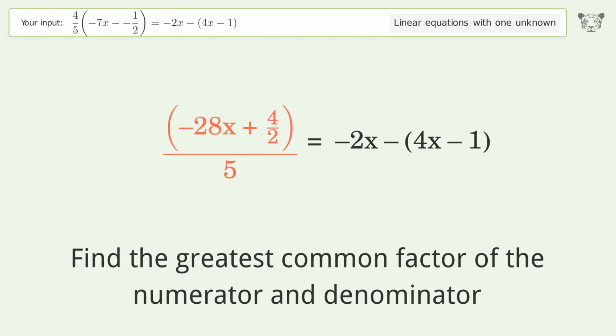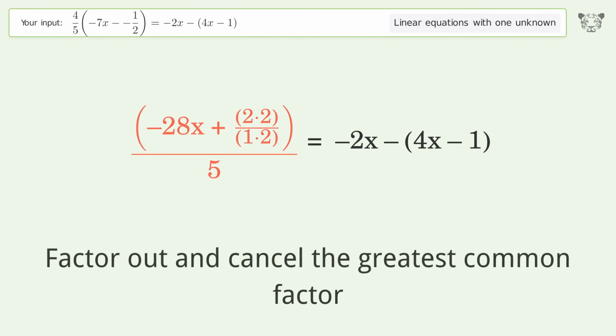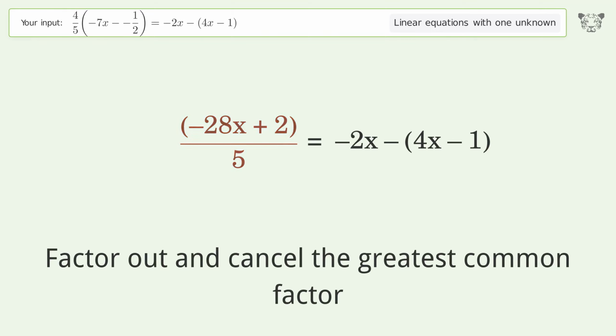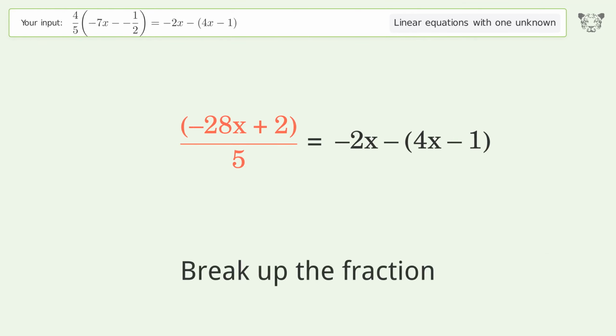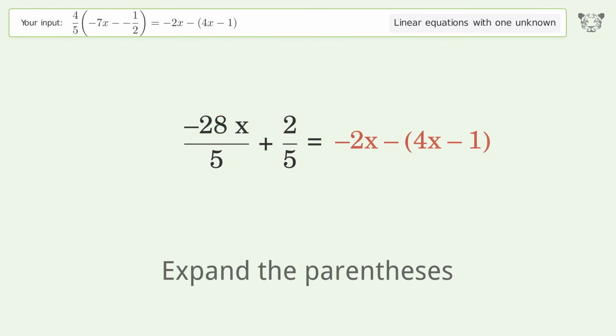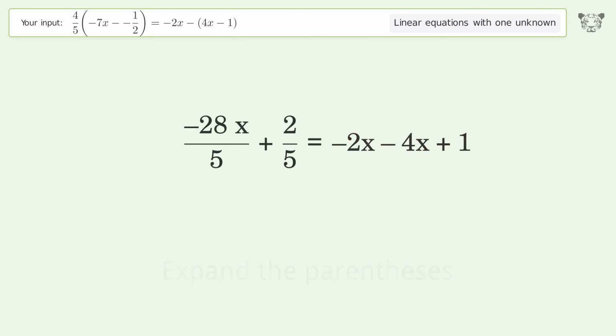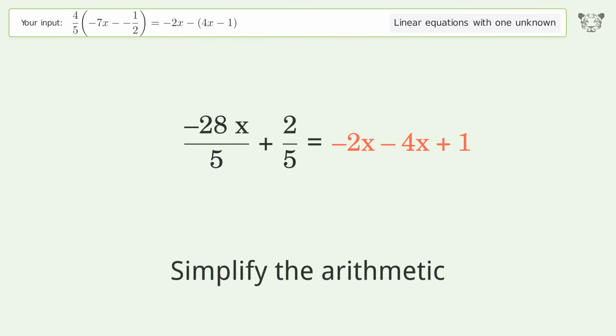Find the greatest common factor of the numerator and denominator. Factor out and cancel the greatest common factor. Break up the fraction. Expand the parentheses. Simplify the arithmetic.